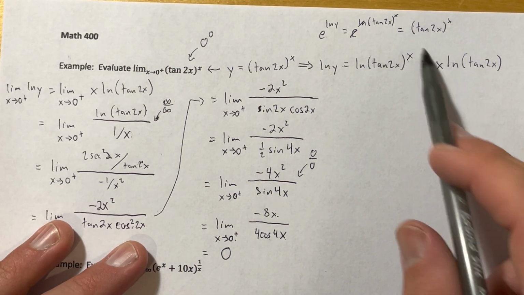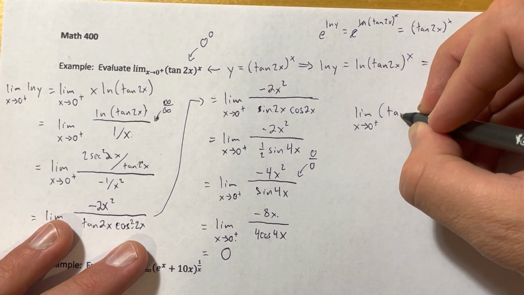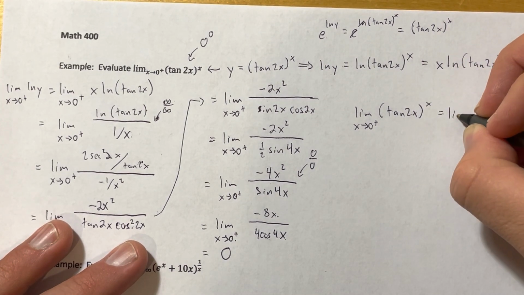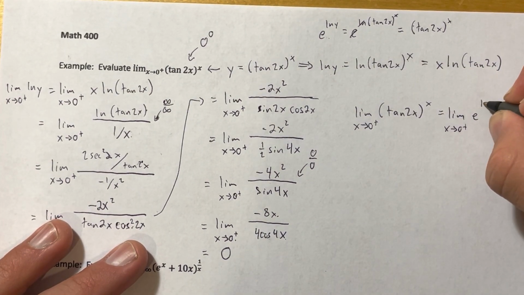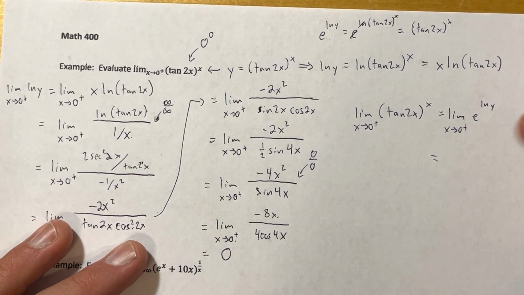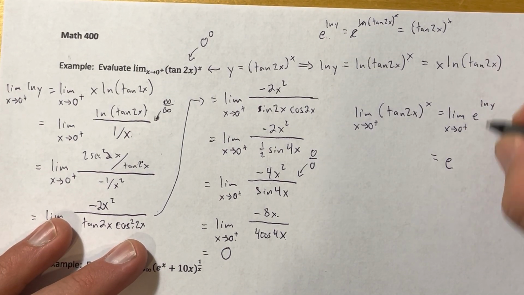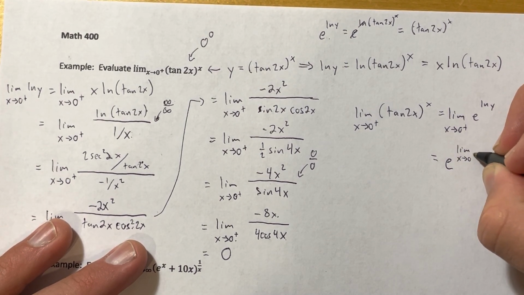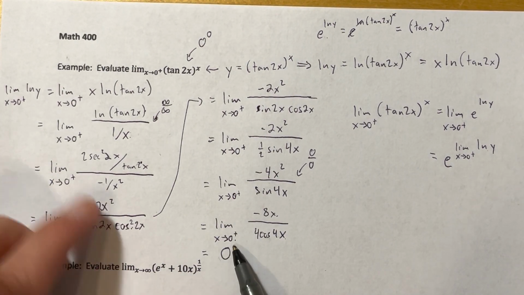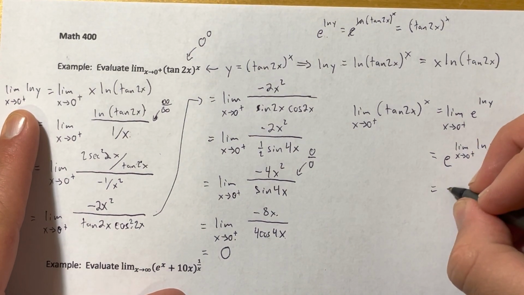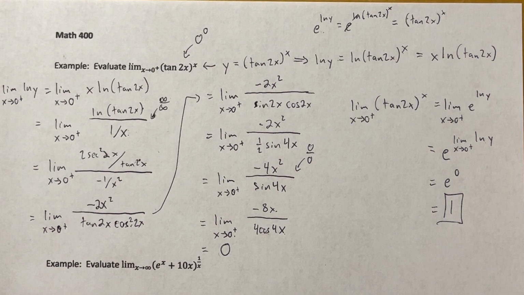Well, if I want to find the limit of this guy as x approaches 0 from the positive side of tangent of 2x to the power of x, that's equal to the limit as x approaches 0 from the right of this equivalent expression, e to the natural log of y. However, we know from the fact that e to the x is a continuous function that I can bring the limit up here. Limit as x approaches 0 from the right of the natural log of y, and I have found that here, okay? We know that limit. It comes out to 0. So this becomes e to the power of 0, which is equal to 1. That's how these sorts of limit problems work.